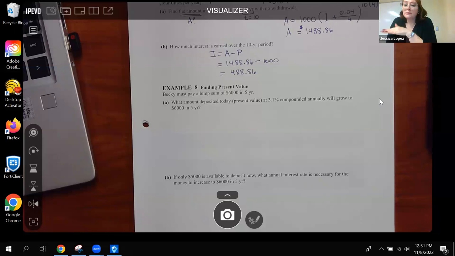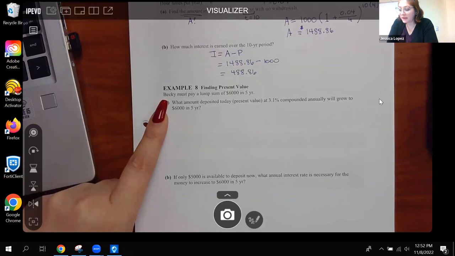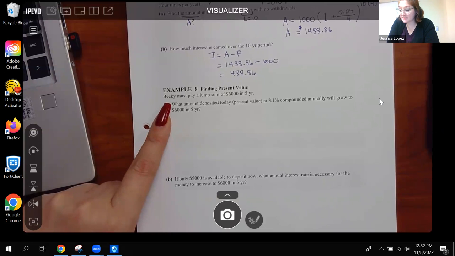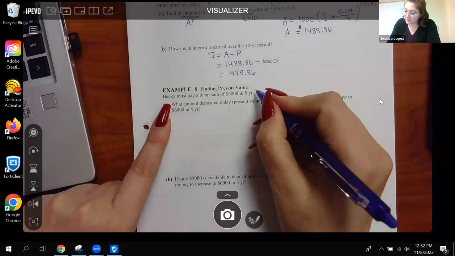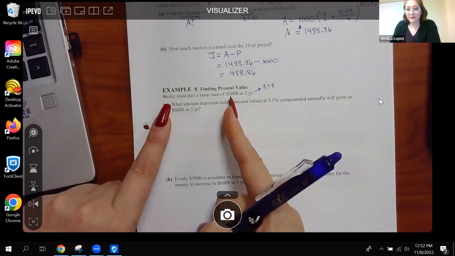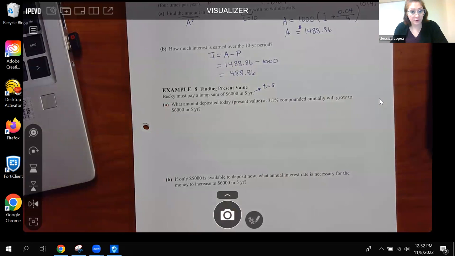So let's see, because these word problems, they look like they're all the same, but they're slightly different. So we're definitely going to have to analyze the next batch. Okay. So for example 8, it says, Becky must pay a lump sum of $6,000 in 5 years. So, okay, she has to pay the $6,000 in 5 years. So 5 years is nice. That tells me that T, right, equals 5. But if this is how much I have to pay, that's really the amount afterward, not the amount that you would deposit or that you would borrow or whatever. So it's not going to be your starting amount. It's going to be the amount afterward.